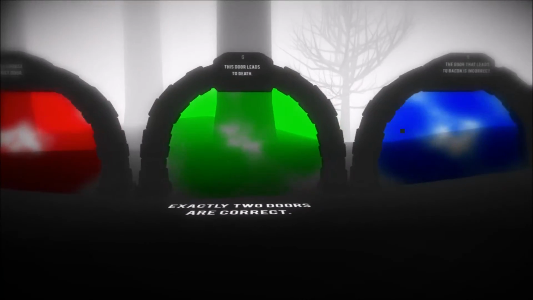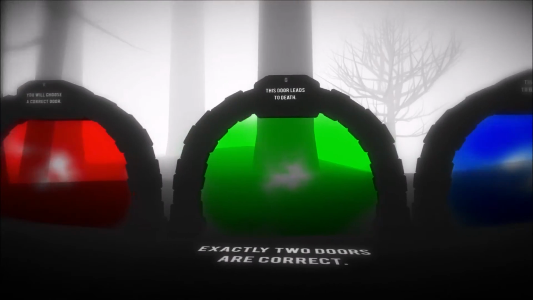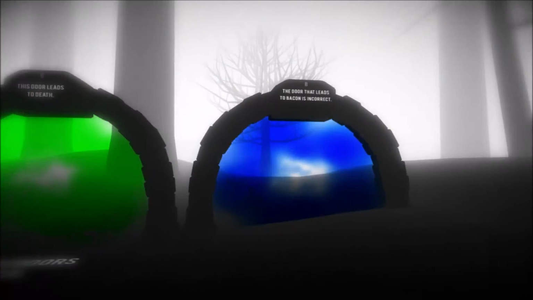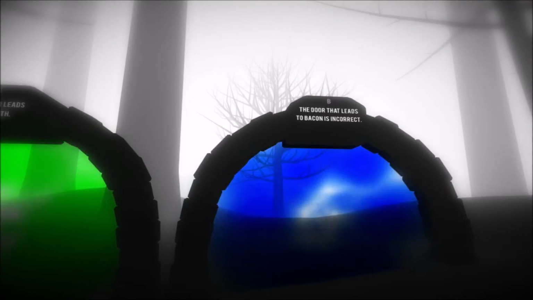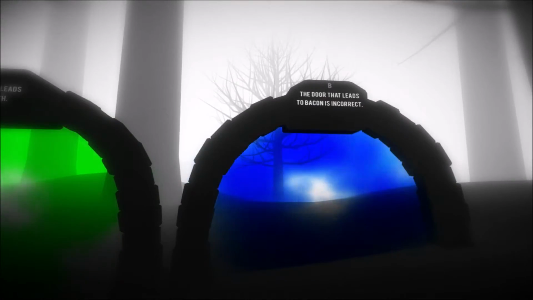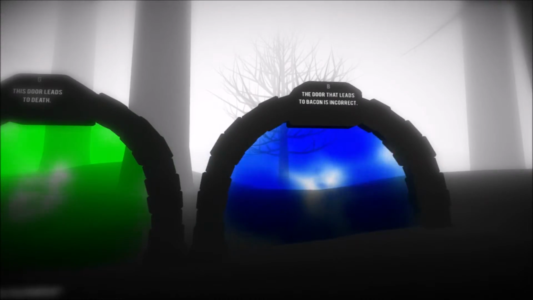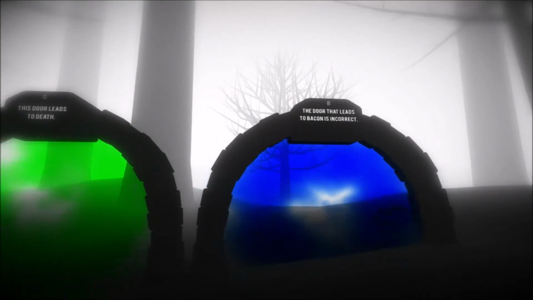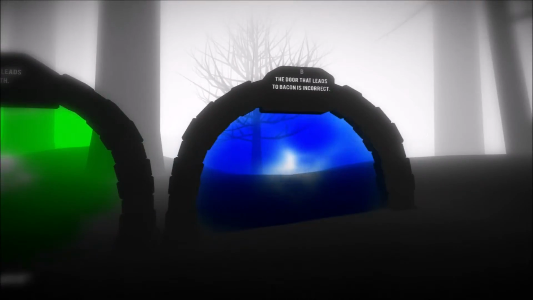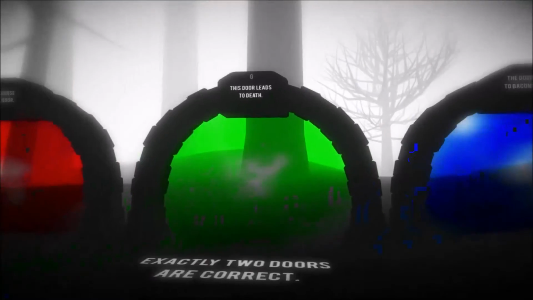Exactly 2 doors are correct. You'll choose the correct door. This door leads to death. The door that leads to death leads to bacon is incorrect. Okay. So if blue led to bacon, blue would be incorrect, which then would make that statement true. No. Paradox. That's what that would be. Because if bacon... Okay, so blue can't be bacon.